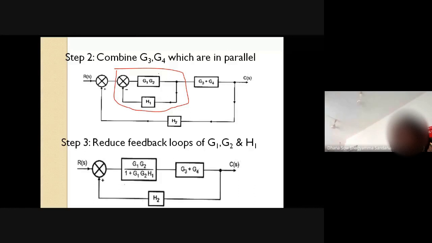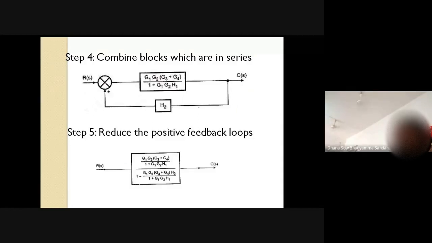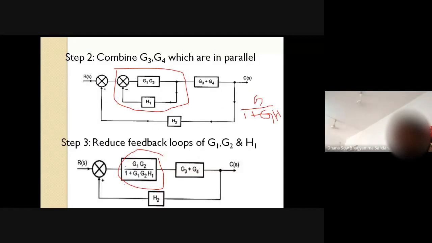Negative feedback loop means this is G, this is H, so G by 1 plus GH. If you want to reduce it, G by 1 plus G into H. So what is G here? G is equal to G1 G2. So G1 G2 by 1 plus G1 G2 into H1. So you will get this.